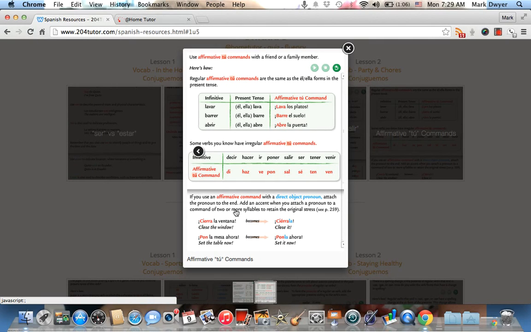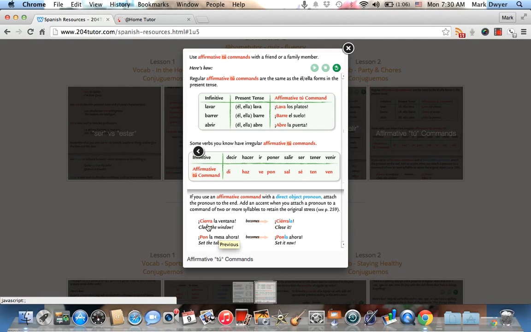One other thing that you'll notice is that when you're using the affirmative command with direct object pronouns, you can attach the pronoun to the end of the command. And then if you need to add an accent to preserve the pronunciation rules that we talk about all the time, go ahead and do that.